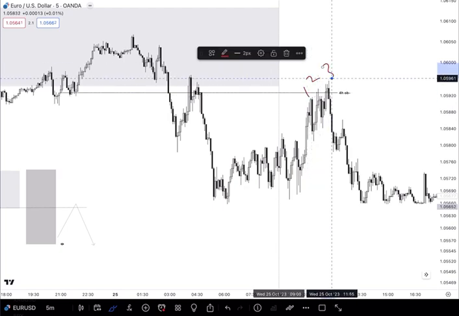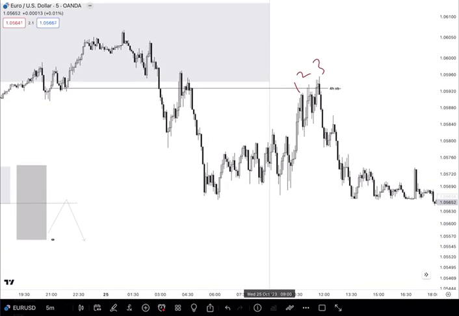1, 2, and 3, right? And then you can expect a crash on this time frame, right? So that is the 4-hour method.